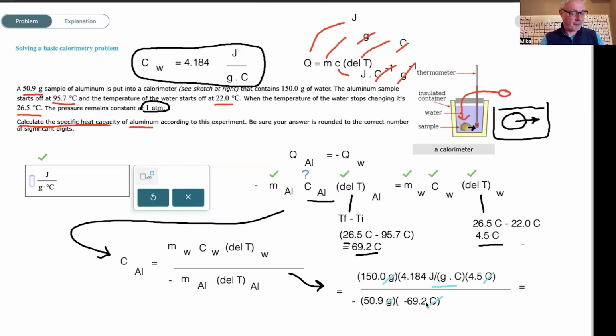50.9 divided by 69.2. I'm just going to give you what my calculator said. My calculator said this was going to be 0.8018, and then a whole bunch of other digits that we don't need. I've got to make that 2 significant figures. And so when I put my answer in the magic box, I'm going to call it 0.80 in the box.